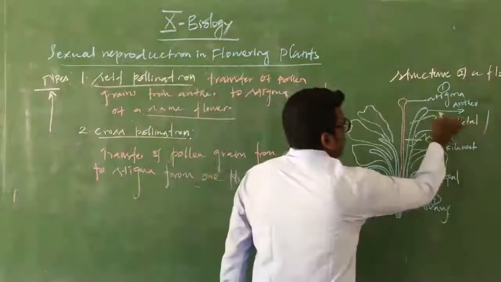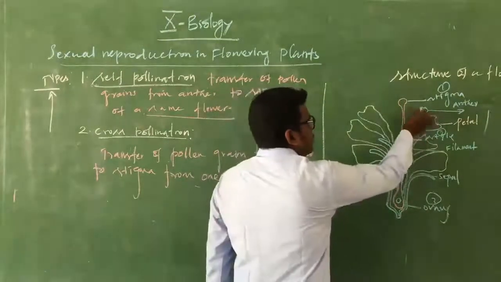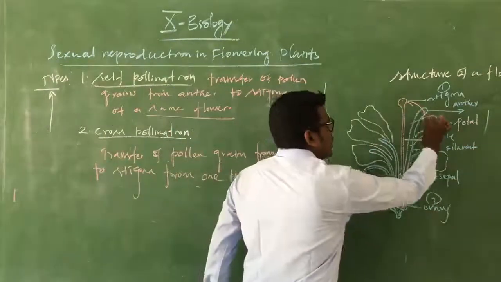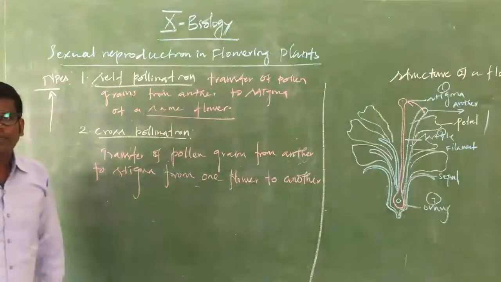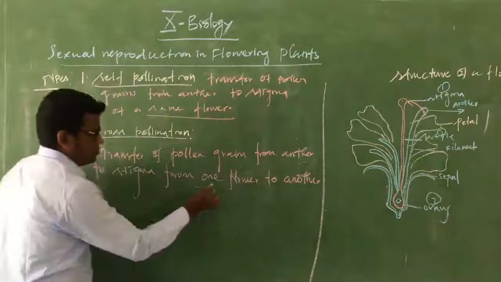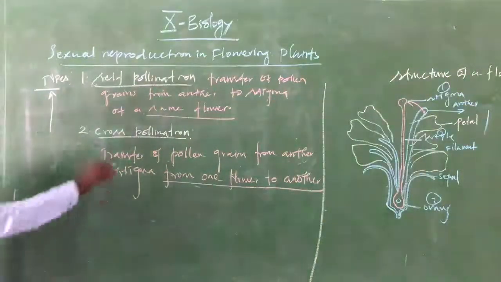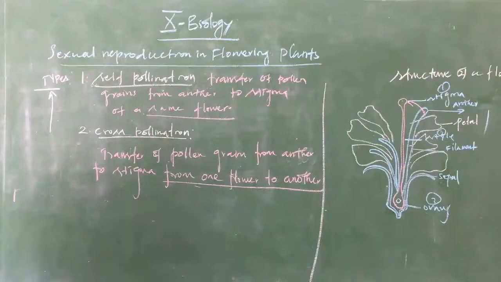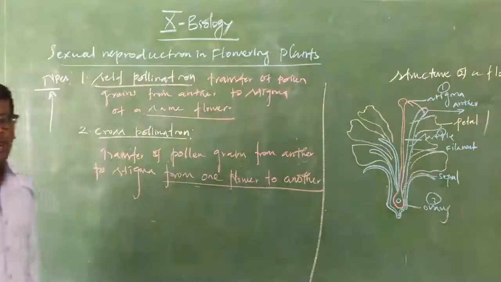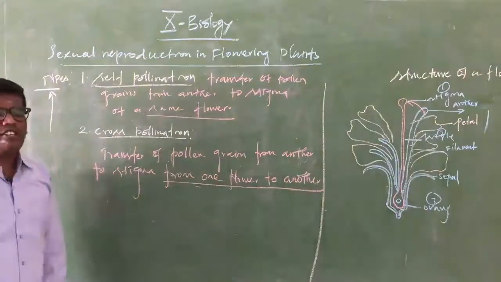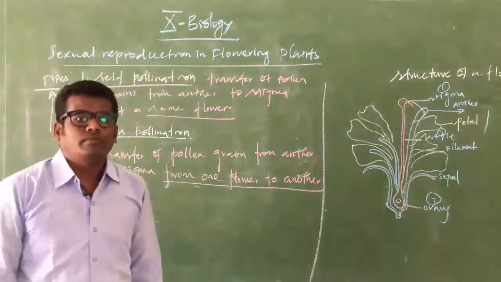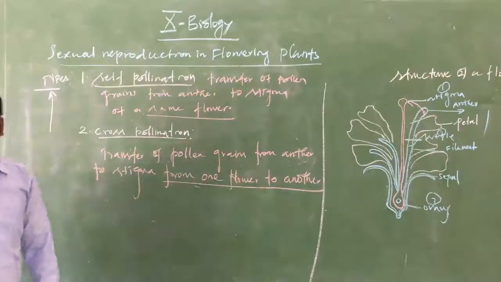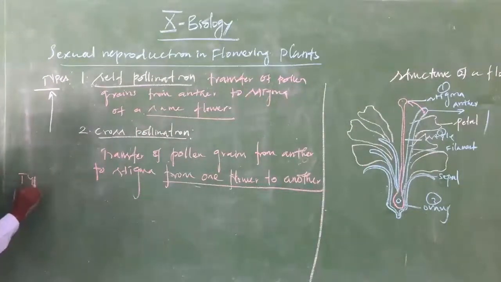For example, here pollen grains are transferred from anther to stigma of the same flower. This is self-pollination. If it occurs in a different flower, that is called cross-pollination. Very important: self-pollination and cross-pollination. A differentiation question will come: differentiate between self and cross-pollination. And before that, we should know the types of flower.